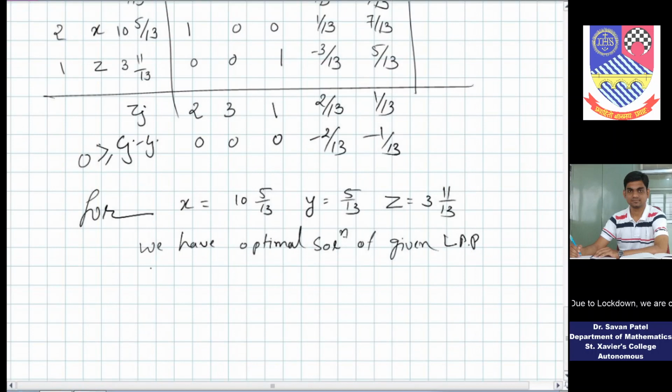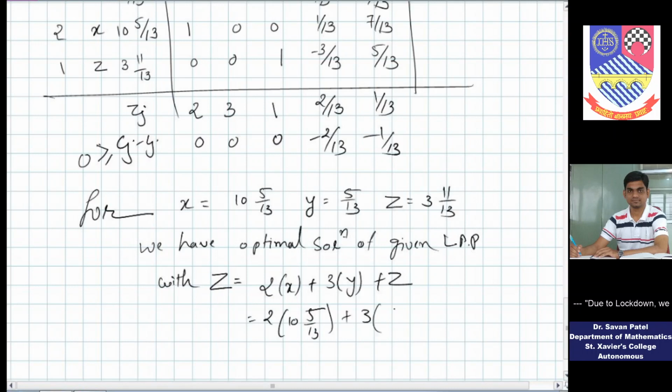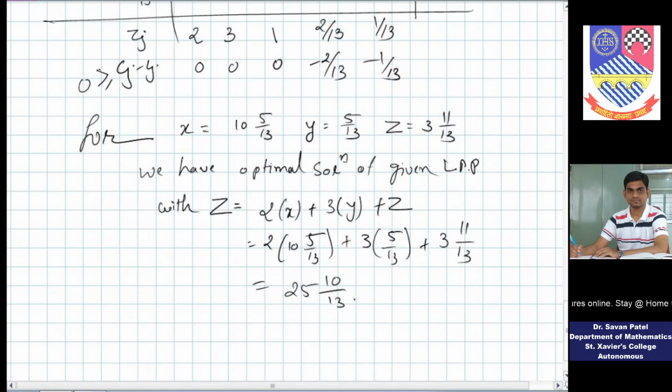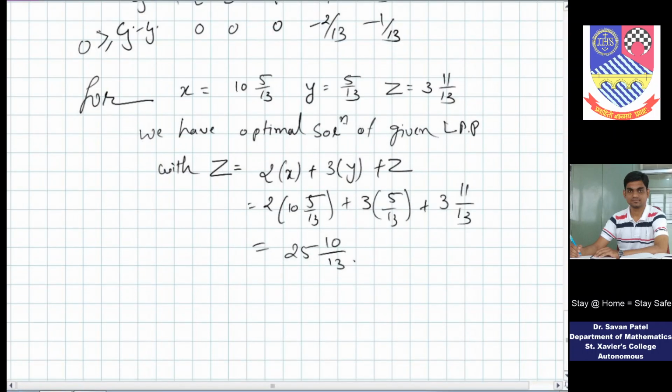And of course, we have to evaluate the value of Z. So Z equals 2x plus 3y plus z, meaning 2 times 10, 5 by 13 plus 3 times 5 by 13 plus 3, 11 by 13, and the answer is 25, 10 by 13. You calculate on your own; I am just writing the final solution. Okay, so this is your optimal solution.